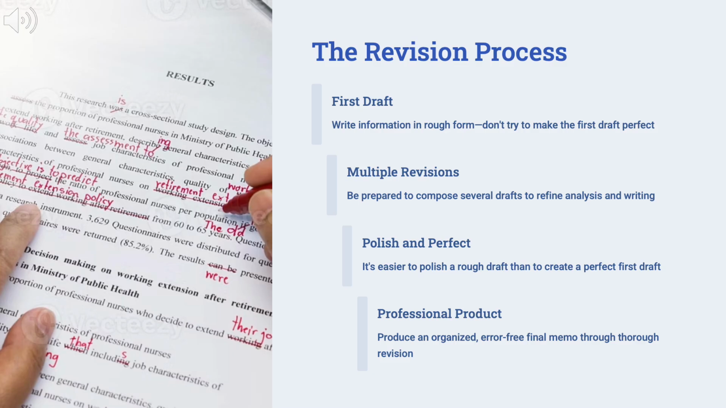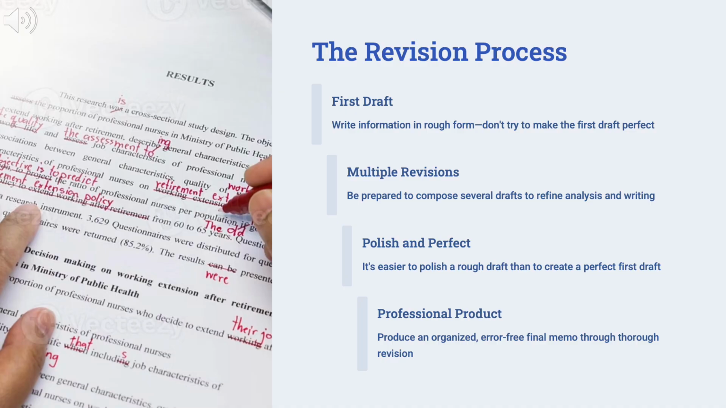The revision process is an essential and non-negotiable component of professional legal writing. No memo, regardless of the writer's experience or skill level, is produced in a single draft. Legal writing requires multiple passes, each serving a distinct purpose, and the final product reflects the cumulative improvement of that iterative process. The first principle of revision is to approach the initial draft without the goal of perfection. The first draft is a tool for capturing research, analysis, and reasoning in written form.